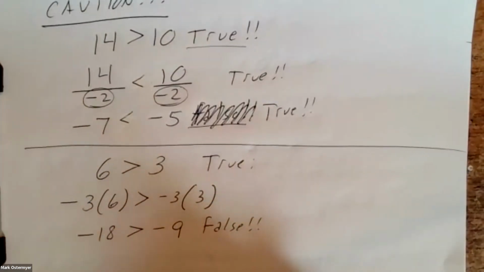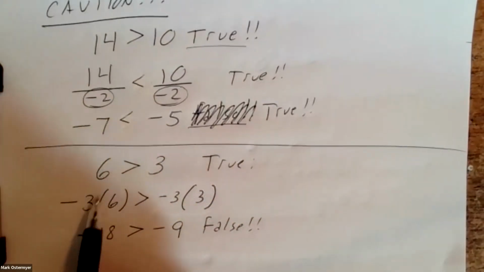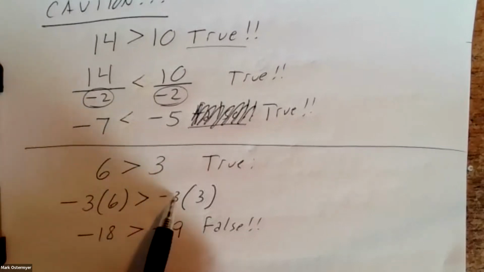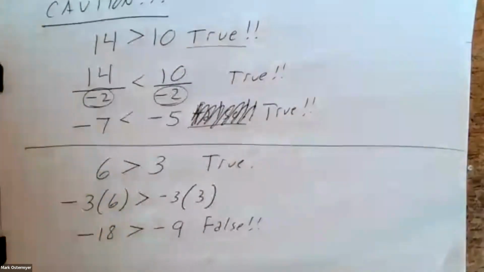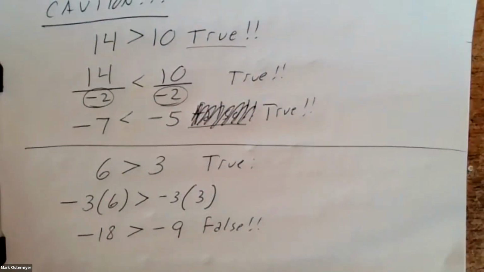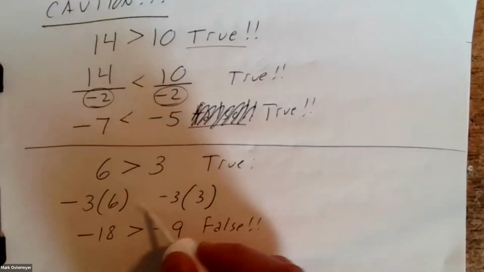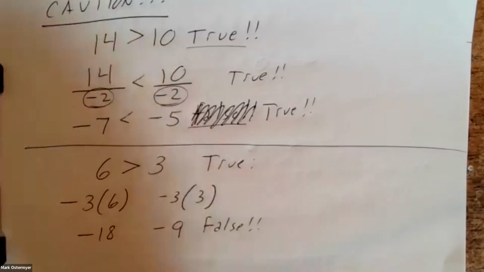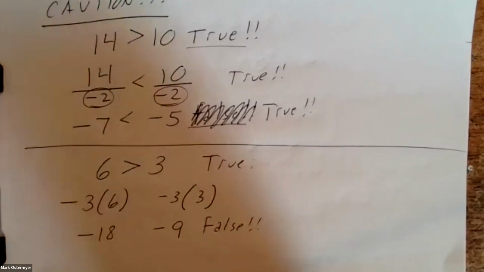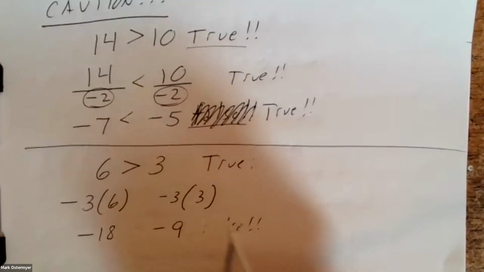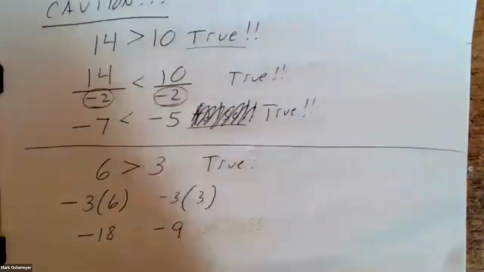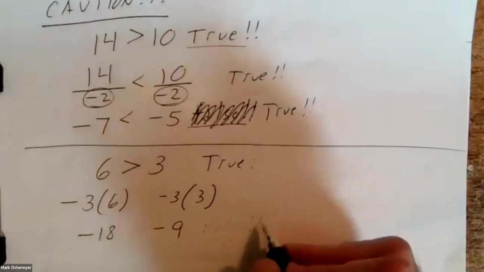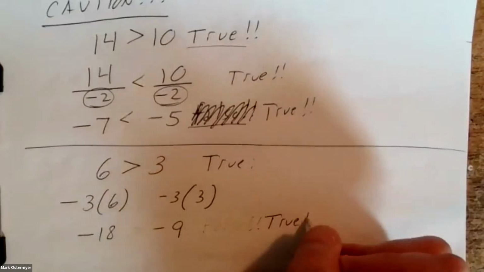Uh-oh, what just happened here? What just happened is I multiplied both sides of my inequality by a negative number. And when we do that, we must also remember to flip the inequality symbol around. And if you forget that, you're going to have an error. So to get back our true statement, ladies and gentlemen, we have to flip our inequality symbol around.